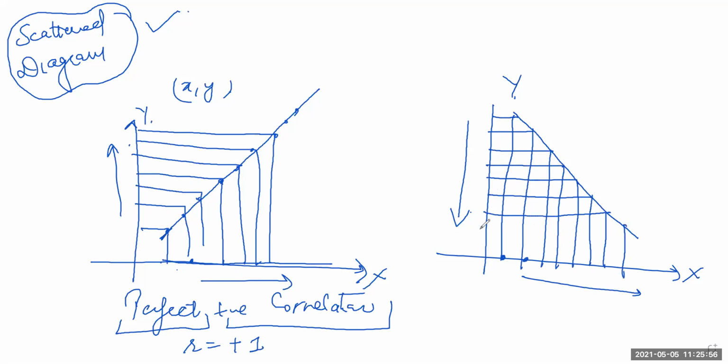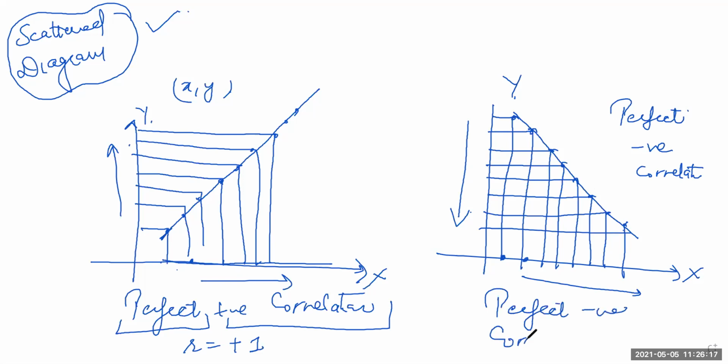It means this is a kind of negative correlation. And if all the points of x and y lie on the same line in the scatter diagram, it means this is an example of perfect negative correlation. In this case, the value of r is equal to -1. So this is the first case for the scatter diagram. This is the second one. Now I'm coming to the third one.